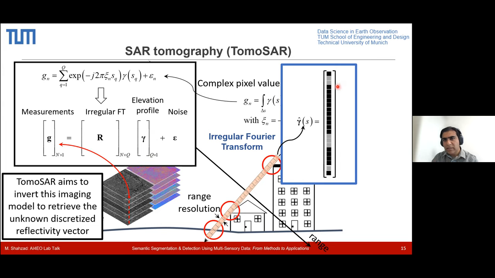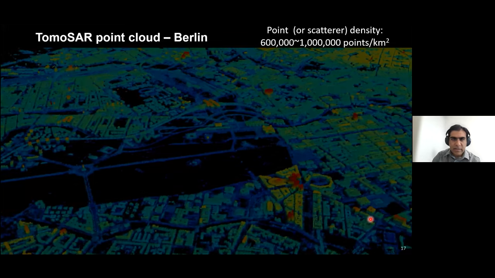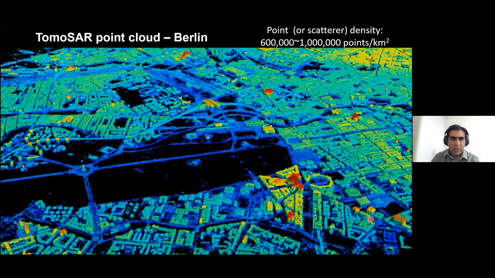And once we have these discretized positions, we could end up with a 3D reflectivity distribution in the SAR imaging domain, which we could geocode in real-world coordinates to obtain this kind of 3D point cloud. We refer to it as a TomoSAR point cloud because it's constructed by SAR tomography. And this is a glimpse of a TomoSAR point cloud of Berlin.